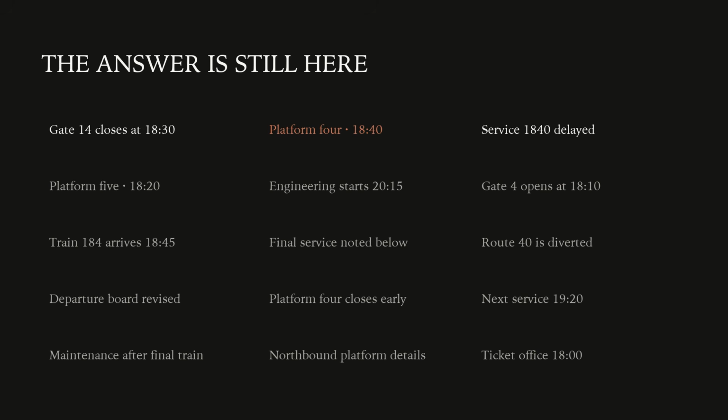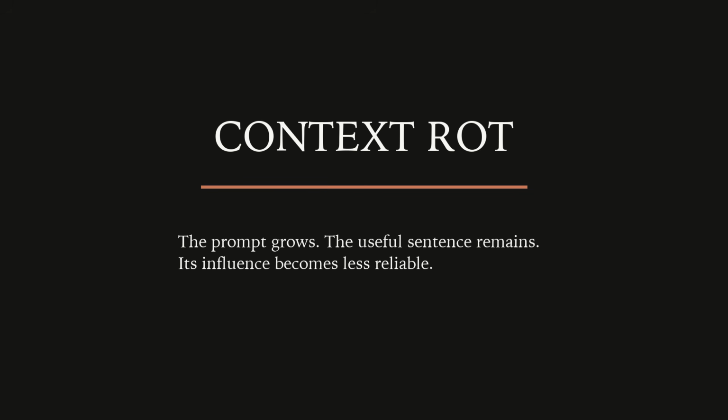When a model gets worse at using information as the prompt grows, people often call it context rot. The name is dramatic. The words are not literally decaying. It describes the failure we can observe, not one single cause.